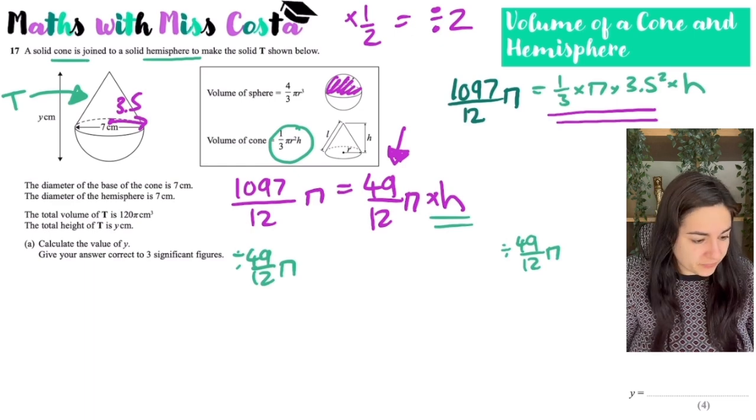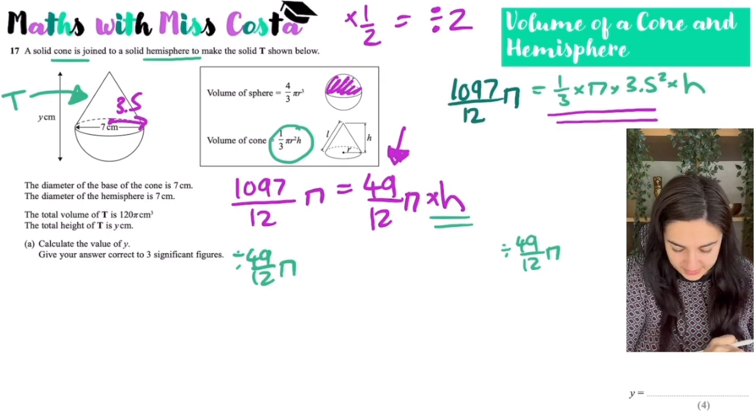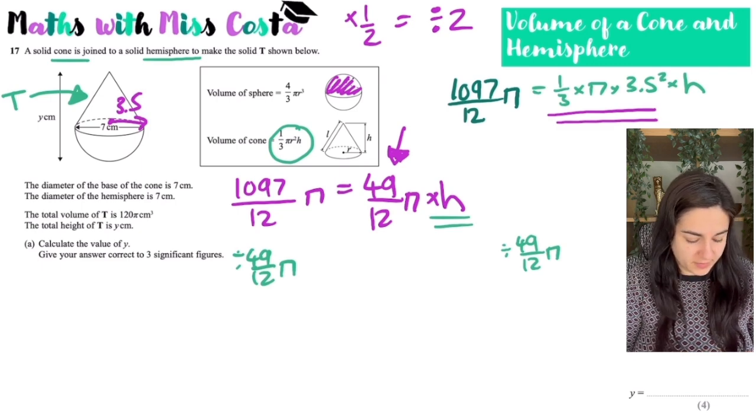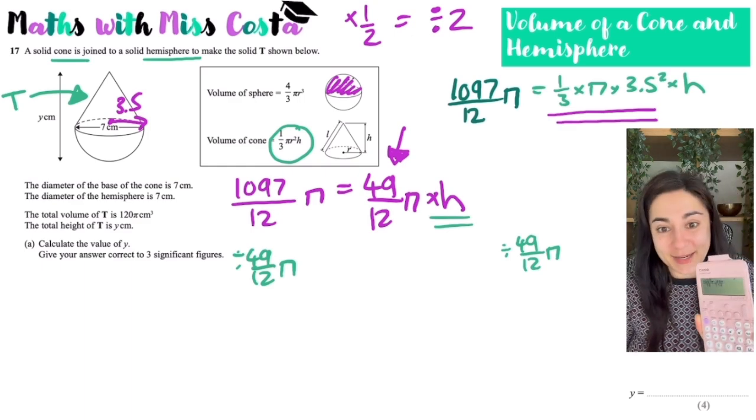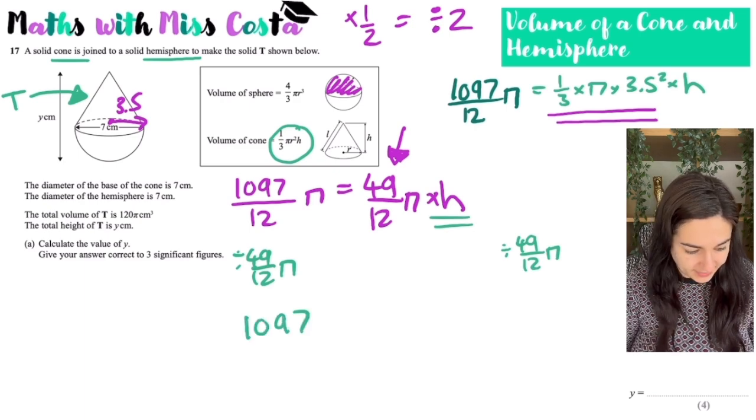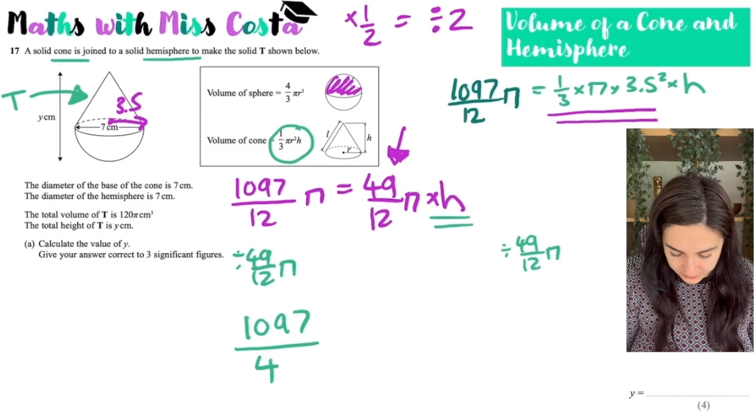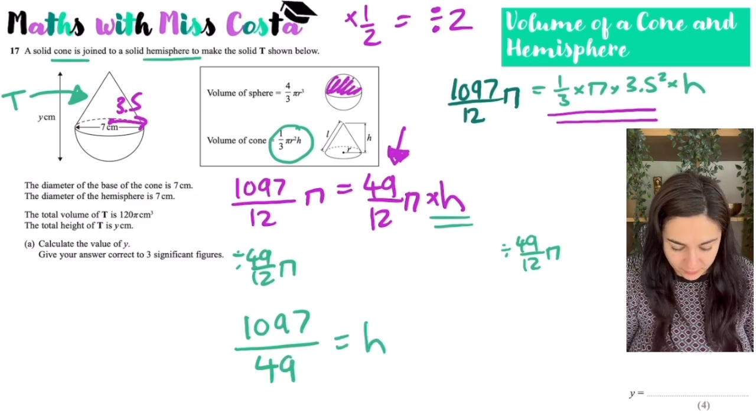Okay, take away 49 pi over 12 equals, oh, sorry. The calculator distracted me. So I'm dividing it. So I divide it and it equals 1097 over 49. Okay, so h equals 1097 over 49.